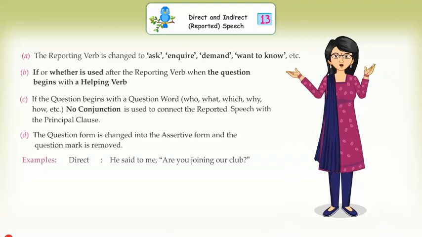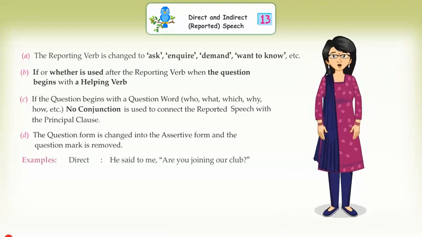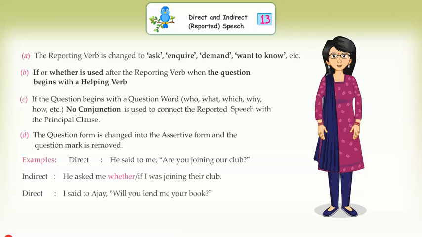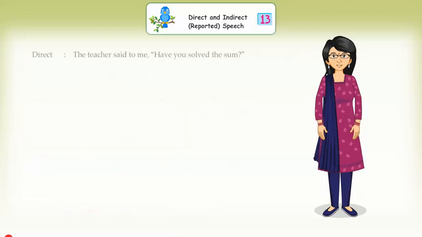Examples: Direct, he said to me, are you joining our club? Indirect, he asked me whether I was joining their club. Direct, I said to Ajay, will you lend me your book? Indirect, I inquired of Ajay if he would lend me his book.